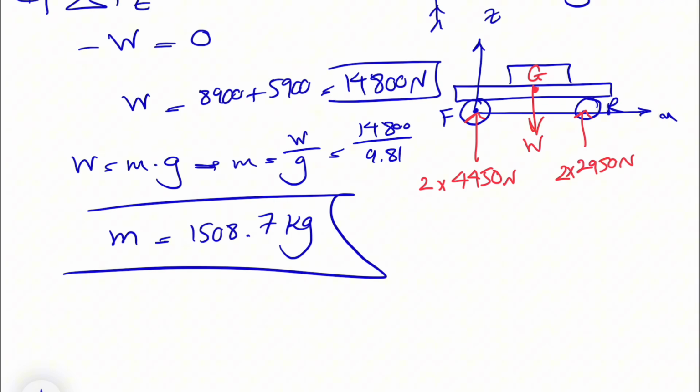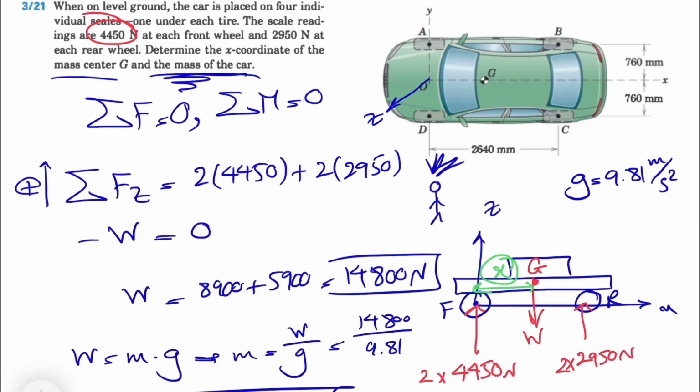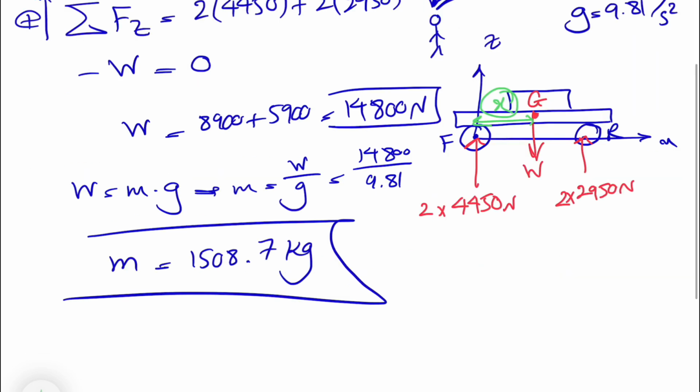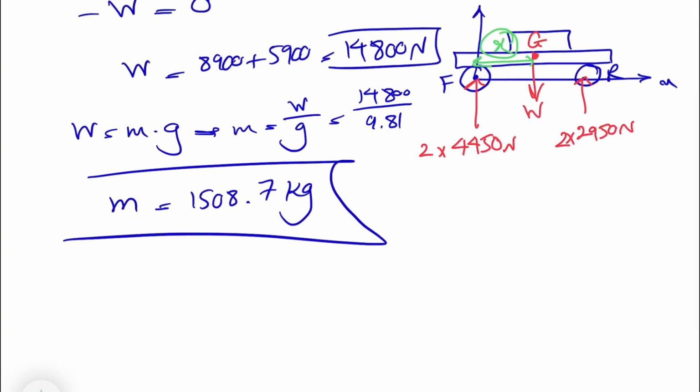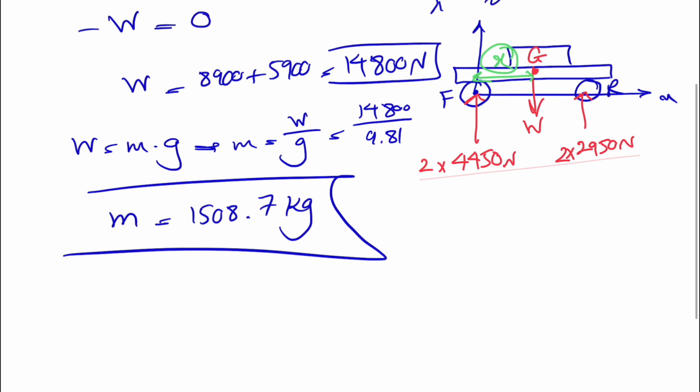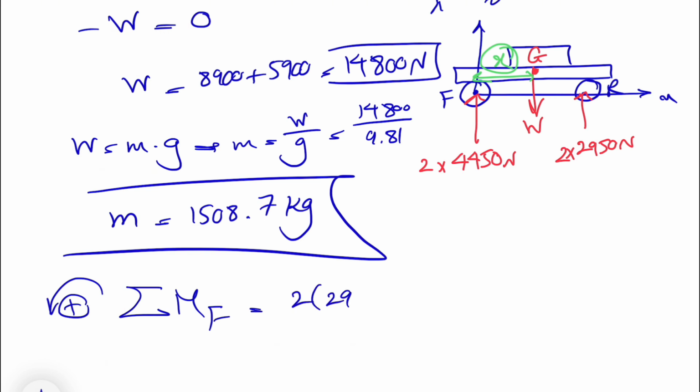What we need to figure out now is this distance that I'm showing with green. Let's call it x, and that's the unknown we need to figure out in the question, basically the x coordinate of the mass center. All we need to do is a simple moment about point F. We're going to call counterclockwise positive, and if we do that, we have the moment of the rear wheels. So we have the force, which is 2 times 2950, times the distance that we have.